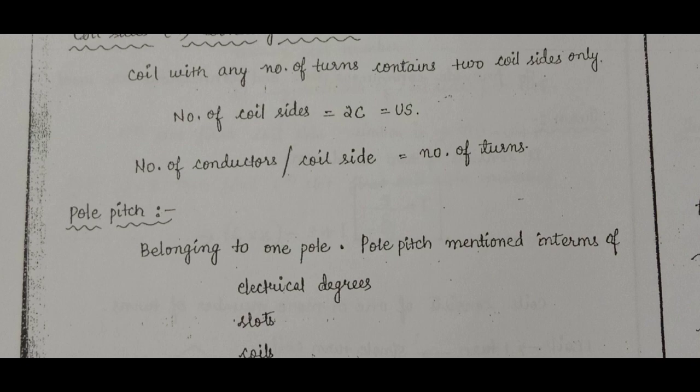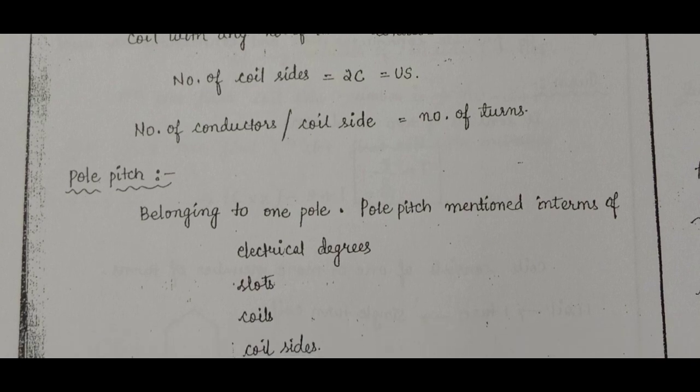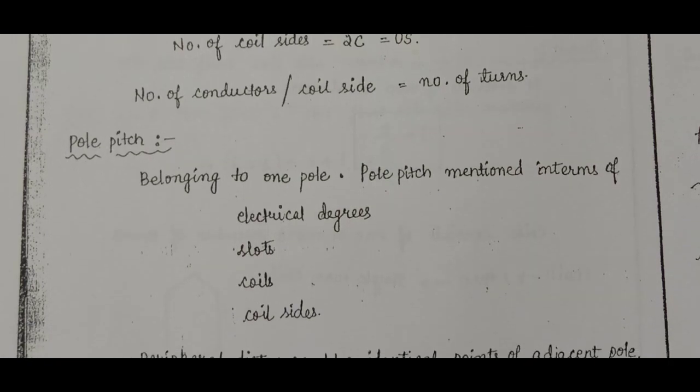Next, one more important topic: pole pitch. It belongs to one pole. It is a distance measured between two consequent poles in an air gap.